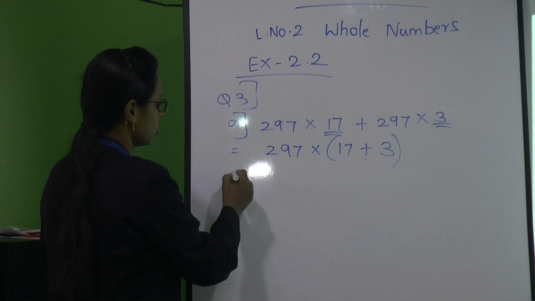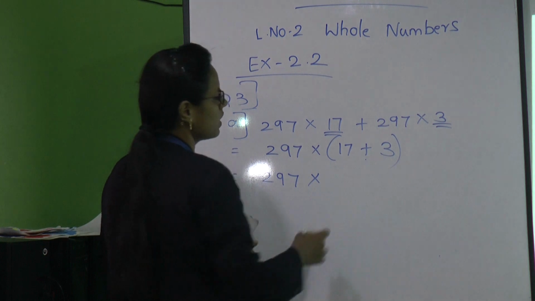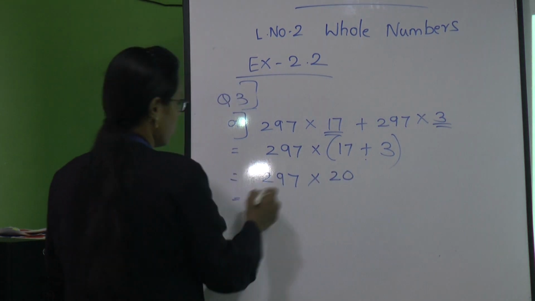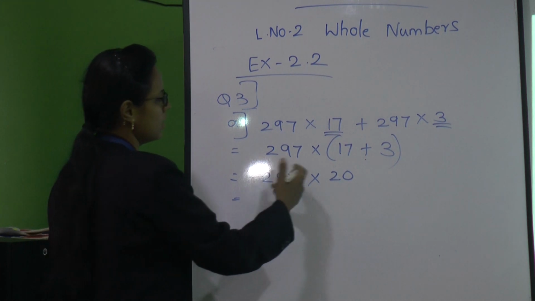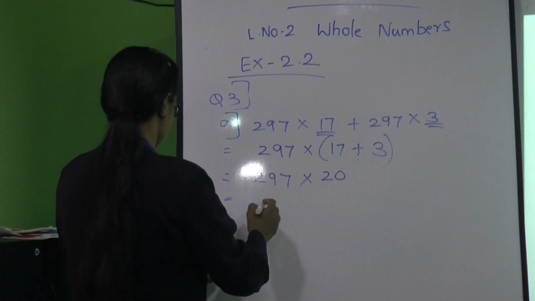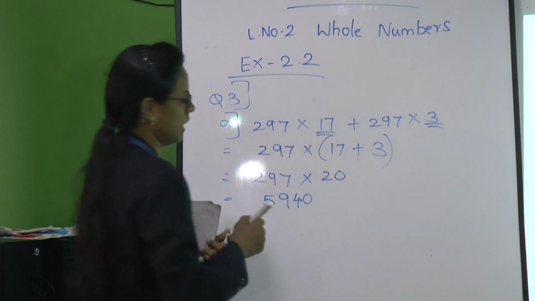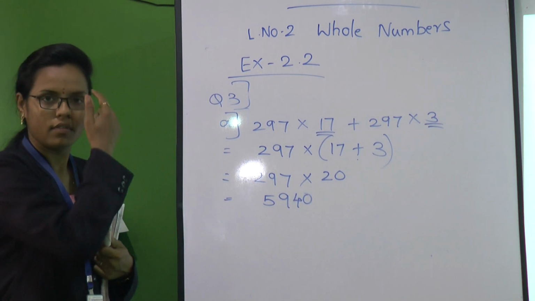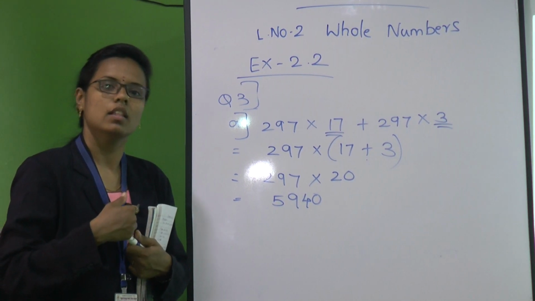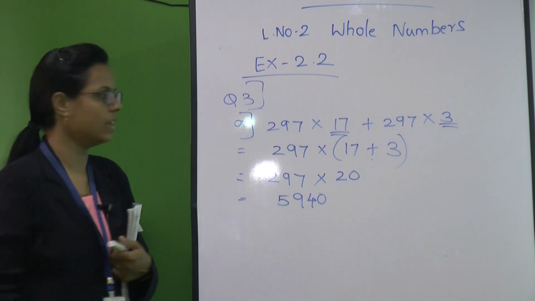Okay. Now let us solve it. 297 into 17 plus 3, what is the answer? Yes, it's 20. Now when we multiply 297 by 20, we get the answer 5,940. Okay. So in this way, when the numbers are same in the question, we can take the common and then find the answer. Let us solve one more example.